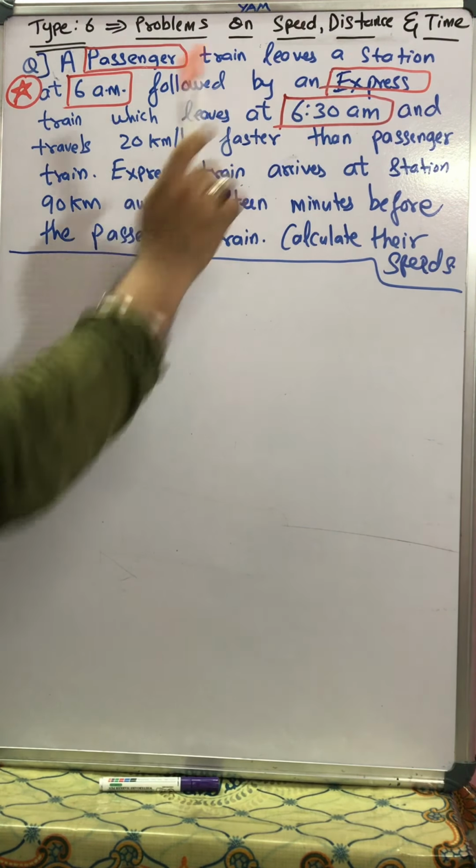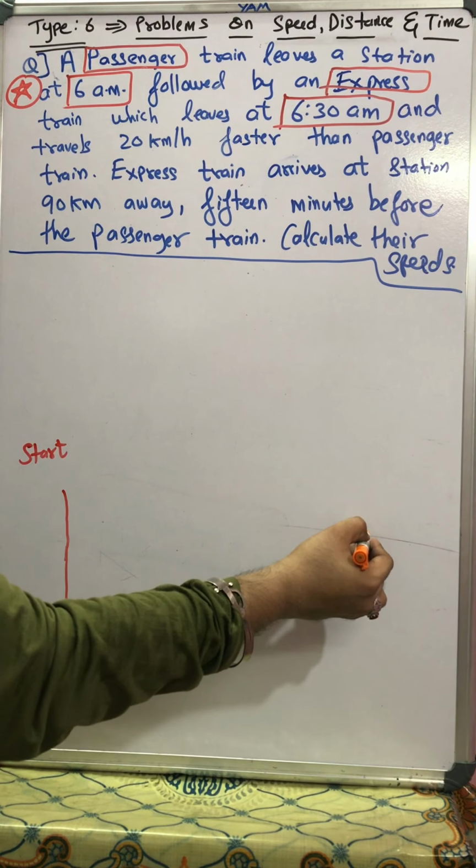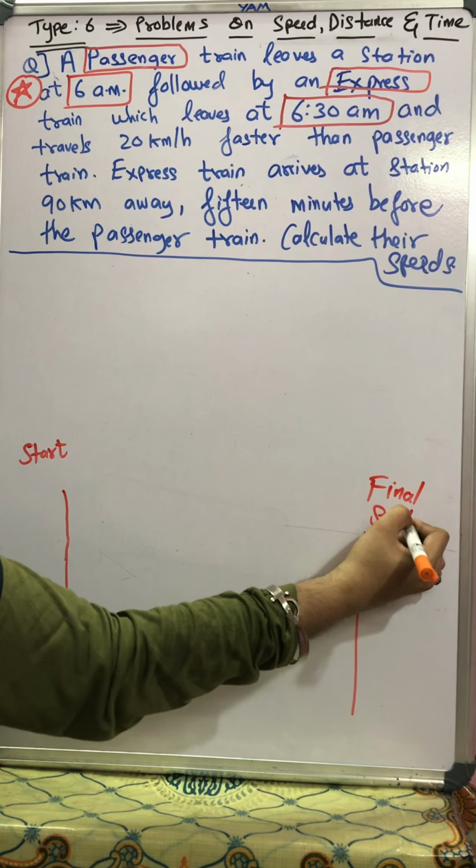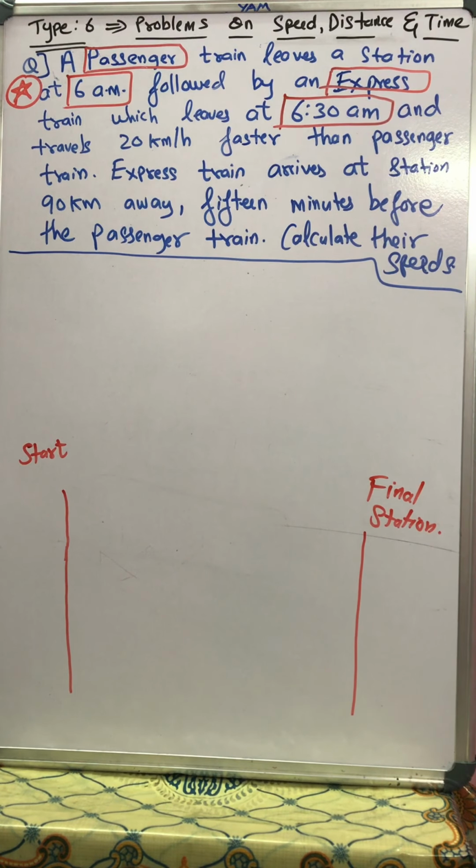This is the start. I'll write here "start." Start means from here the trains are starting. And let us say, students, that here is the final station. There are two types of trains. One is the passenger train and the other is what? The express train. Okay. Let me draw the train also.